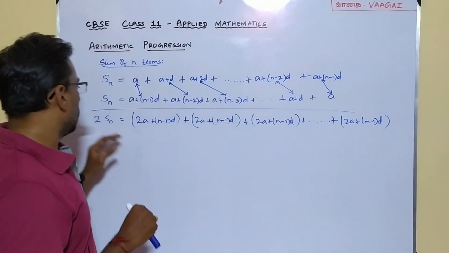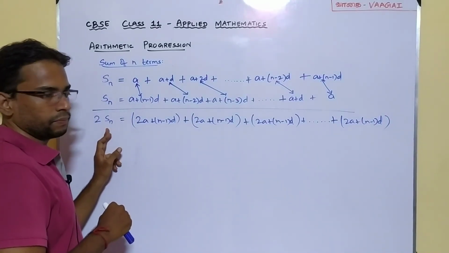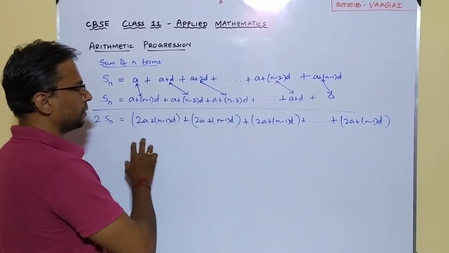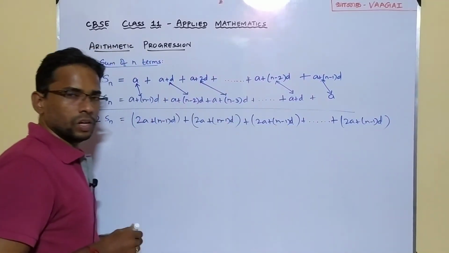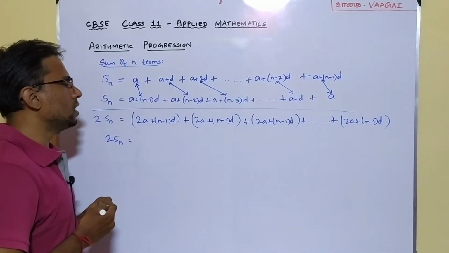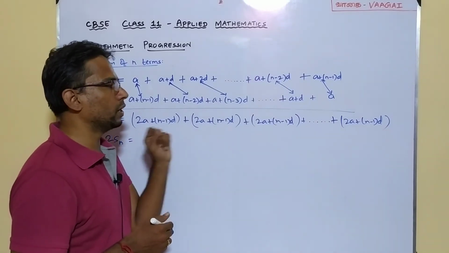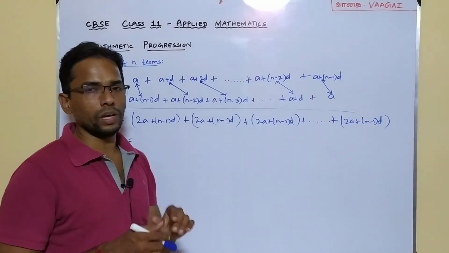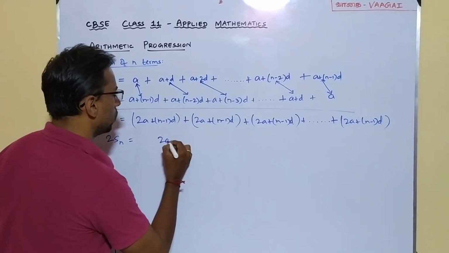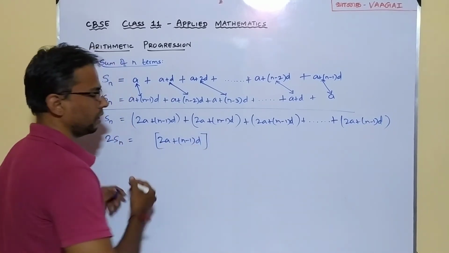And next, I'm just adding these two expressions. So I'm getting 2Sn here, and on the right hand side I'm just pairing up and then adding. I'm getting like expressions everywhere. So this 2Sn is now nothing but, see here, we have got 2a plus (n minus 1) into d, 2a plus (n minus 1) into d, 2a plus (n minus 1) into d, and so on. So now all these terms are only 2a plus (n minus 1) into d. This is what we are getting.